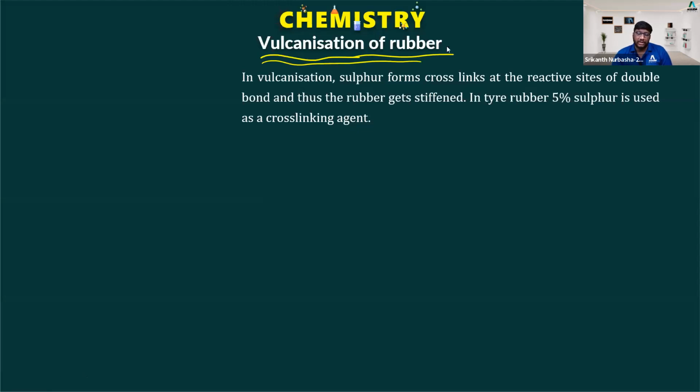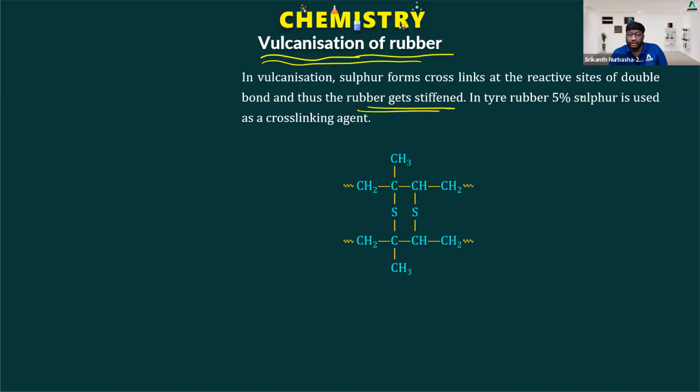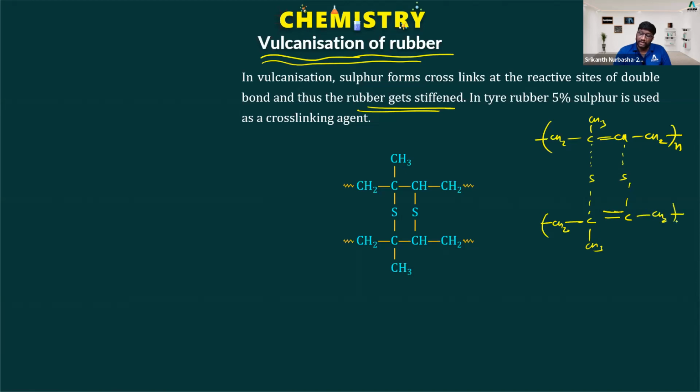Because of vulcanization, what happens? The elastic property of rubber will be decreased because sulfur forms crosslinks. In vulcanization, sulfur forms crosslinks at the reactive sites of the double bond, and thus rubber gets stiffened. Like in tire rubber, we use 5% sulfur. Whatever the polymeric unit you have, CH2-C(CH3)=CH-CH2 taken n times. This is the polymeric unit, right? Here we have one more double bond. That double bond you can involve in cross-linking with sulfur with the other unit. Yes or no?